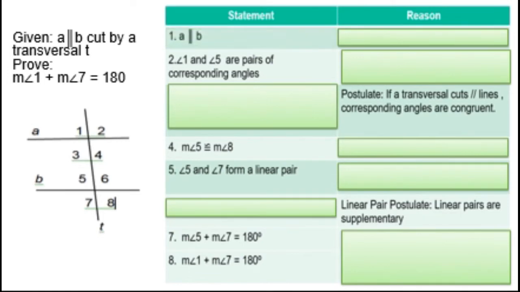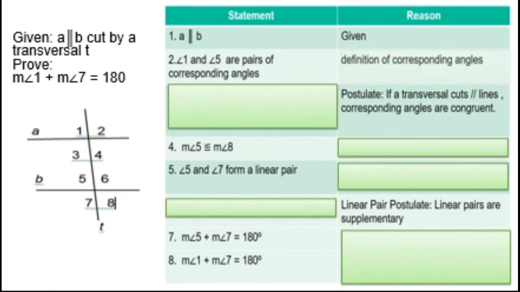Alright, given the information, A is parallel to B. The reason is given. And what is the reason for our second statement? Angle 1 and angle 5 are pairs of corresponding angles. The reason is definition of corresponding angles. How about statement number 3? The reason is postulate: if a transversal cuts parallel lines, corresponding angles are congruent. So the statement number 3 is angle 1 is congruent to angle 5. So that is based on the statement number 2.